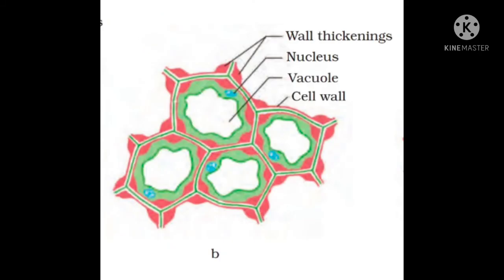So the next simple permanent tissue is the collenchyma. This is the structure of the collenchyma. You can see wall thickenings, nucleus, vacuole and the cell wall. Let us see what is there in this second simple permanent tissue, the collenchyma.